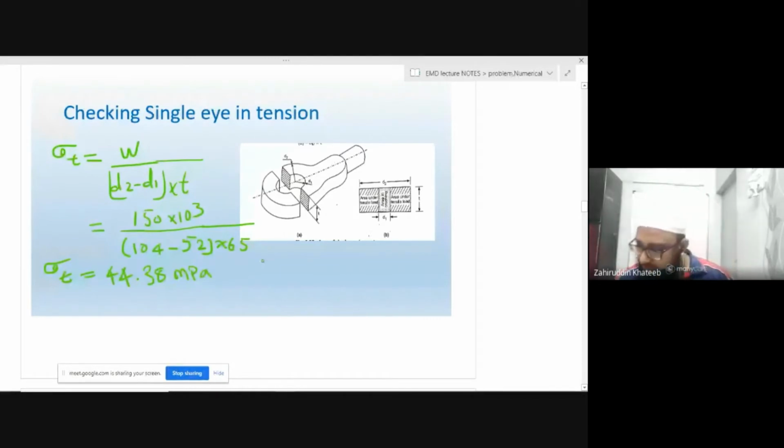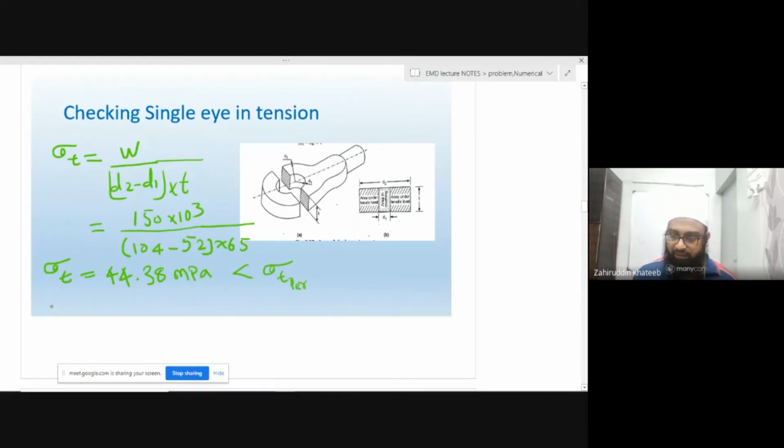After comparing, you can see the sigma t given in the question for the design is 75 MPa. After putting in these dimensions, it comes to 44.38 MPa. Means our design is safe, since it is less than sigma t permissible.